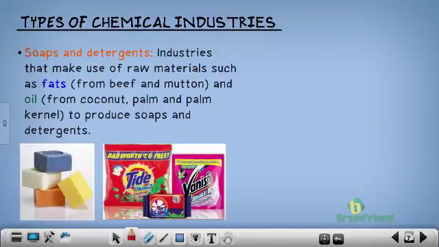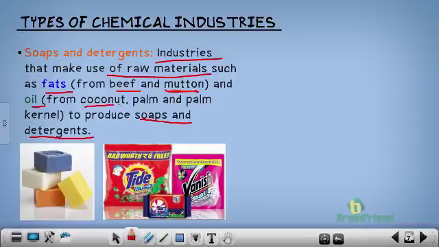Soaps and detergents. These are industries that make use of raw materials such as fats and oil to produce soaps and detergents. The fat sources are from beef and mutton, while the sources of oil are coconut, palm, and palm kernel. And you know what we use soaps and detergents to do? We use them to clean our skin, our clothes, and even our environment.